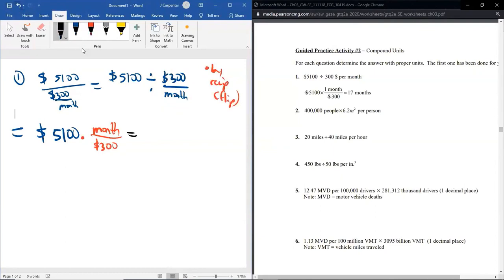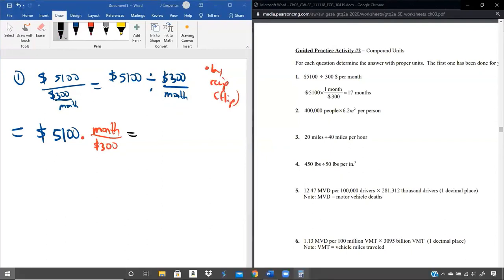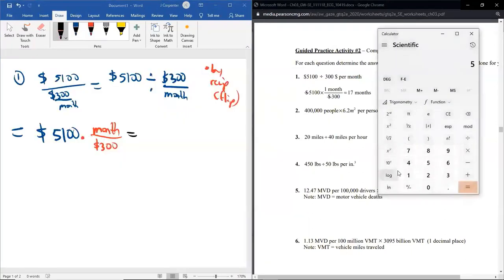All right, so let's see what we get. Well, the 5,100 is going to divide the 300 because they're top and bottom of each other. So we'll do 5,100 divided by 300. And that turns out to be 17. Okay, so 17 is our value.